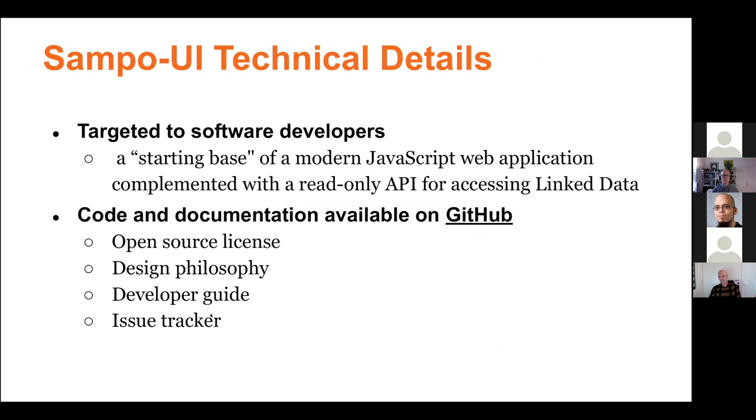And well, Sampo UI is targeted for software developers, and it's a starting base of a modern JavaScript web application, complemented with a read-only API for accessing the linked data. I won't go into the technical details here. All the code and pretty comprehensive documentation is available on the GitHub site, with an open source license.